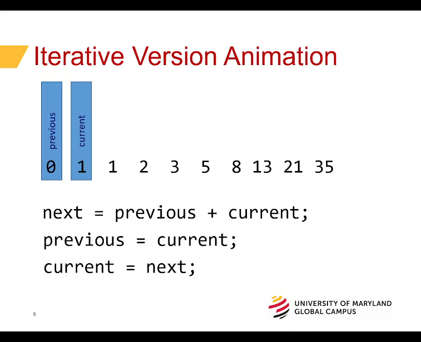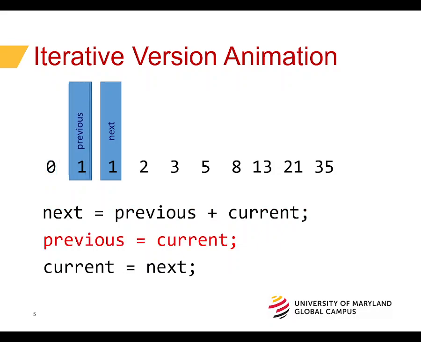To better understand the critical 3 assignments inside the loop, let's watch an animation. Previous and current were initialized as 0 and 1 respectively, so this is the initial state. The first assignment in this sequence computes the next element, so now these 3 variables form a 3-element window. Then previous is set to current, and the window collapses to 2 elements. Next, current is set to next.